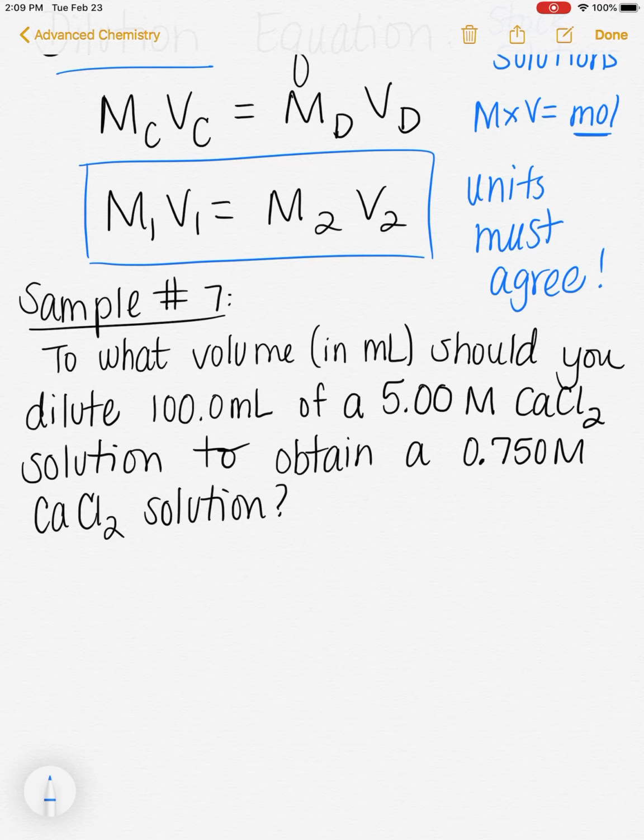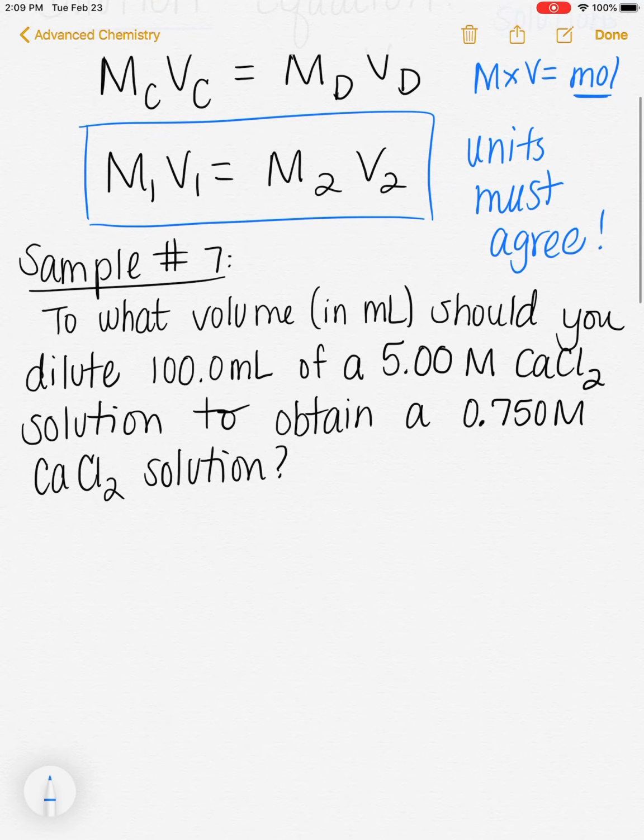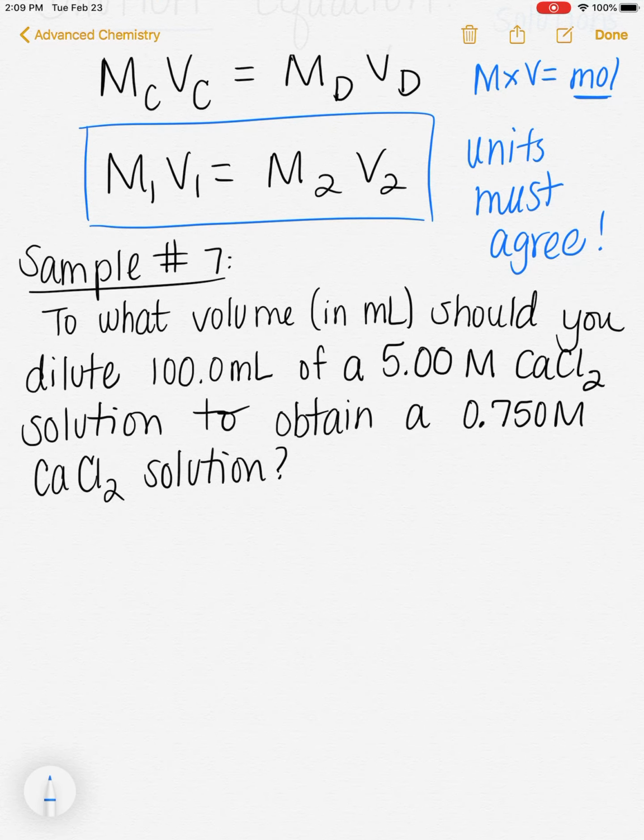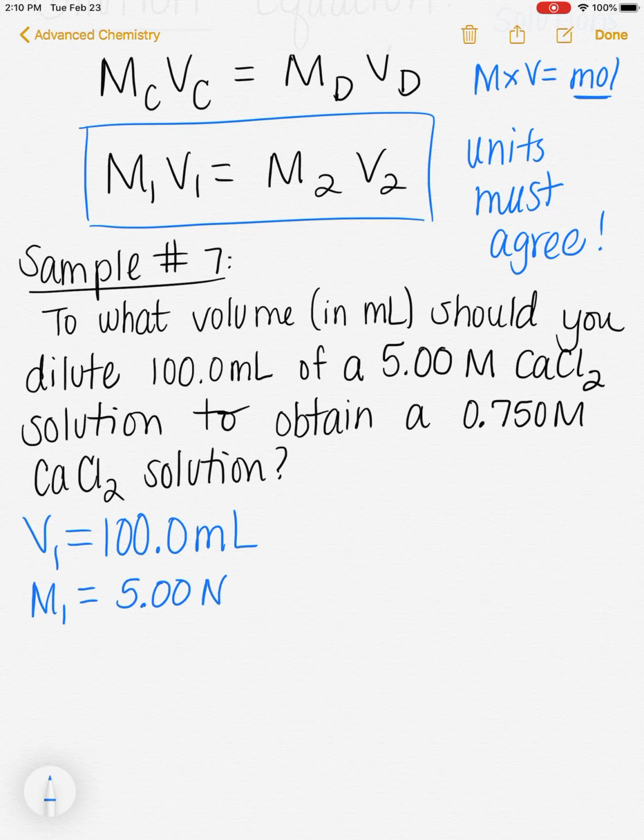So let's take a look at sample problem number 7 from your chapter 4 sample set. It says, to what volume in milliliters should you dilute 100 milliliters of a 5 molar CaCl2 solution to obtain a 0.75 molar CaCl2 solution? So I am going to write down that the first number that we are given is 100 milliliters. I am going to label that as a volume because it is a volume, and I'm going to call it V1. Now, they also tell us that the molarity of that solution is 5.00 molar. I'm going to call that M1 because it goes with V1.